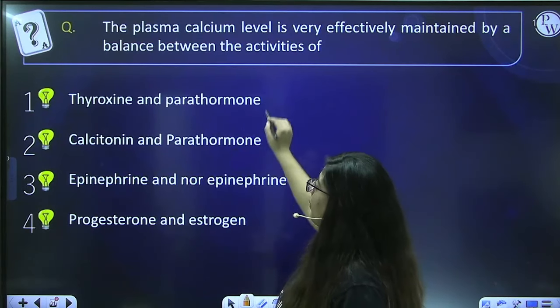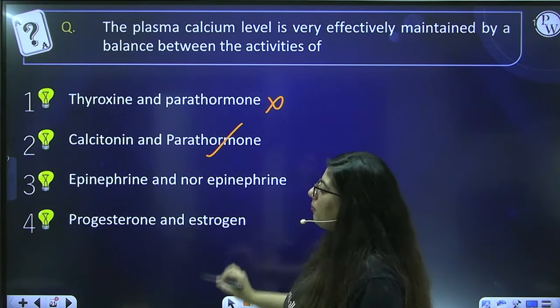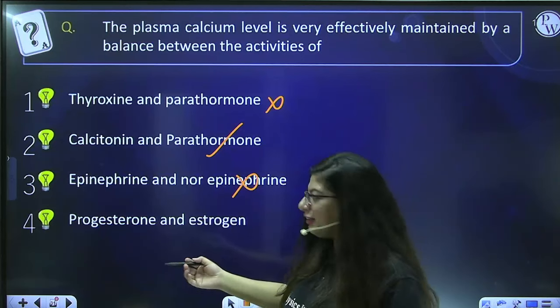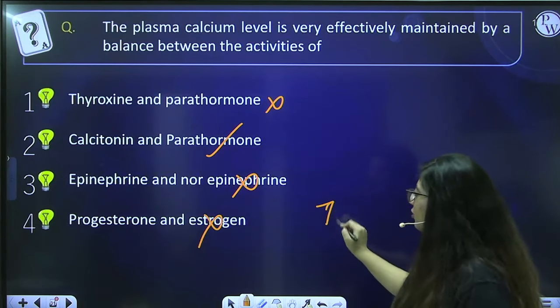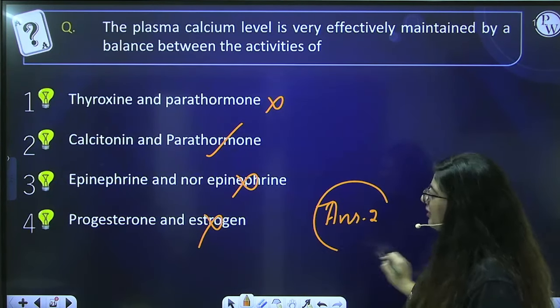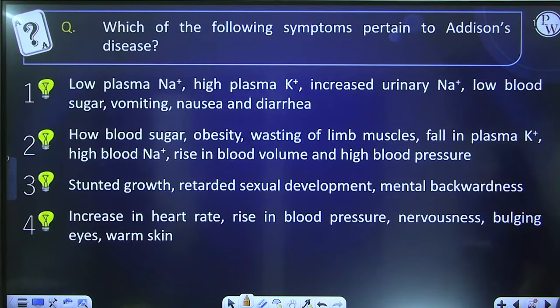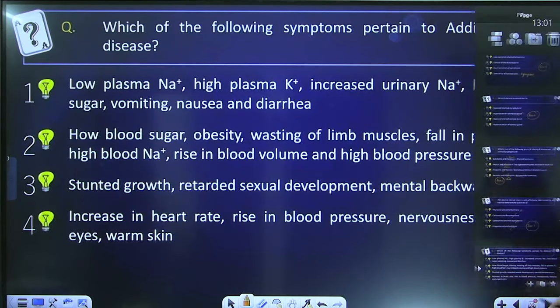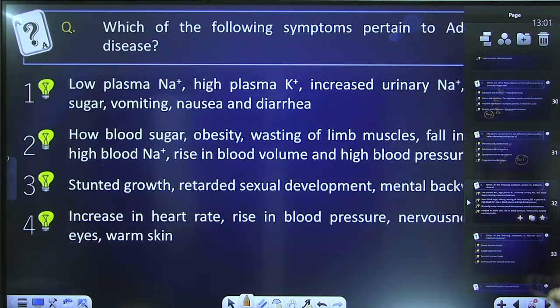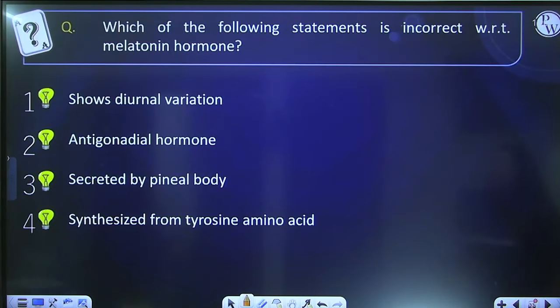Thyroxine and parathormone, no. Calcitonin and parathormone, these we have not even studied yet, and these also we have not studied yet. So answer simply is 2. Okay, next. Which of the following symptoms pertain to Addison's disease? All right, so that's a question from the next gland. So let's leave this. Which of the following statements is incorrect with respect to melatonin hormone?